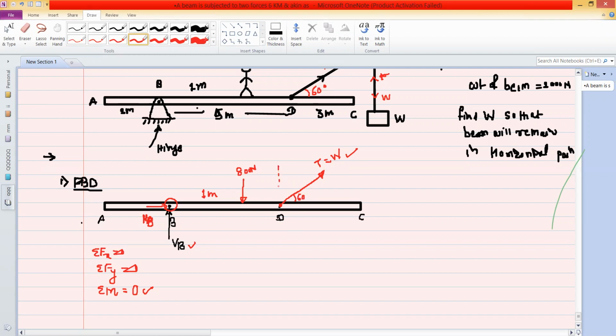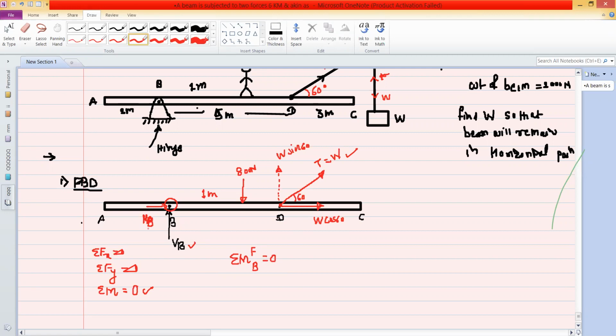So if you resolve this, this is the component Fy, which will be W sine 60, and this is the component Fx, which is W cos 60, or we can say it is T sine 60 and T cos 60. Okay, now write the equation: summation of moment by all the forces about the point B is equal to 0.